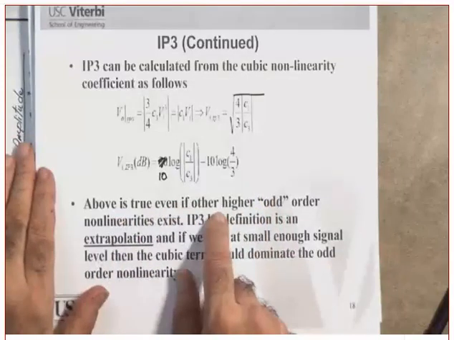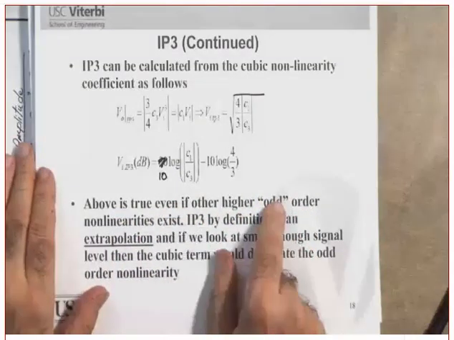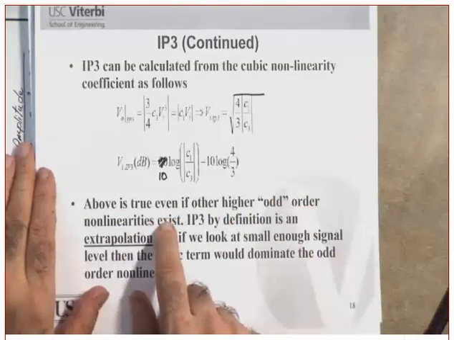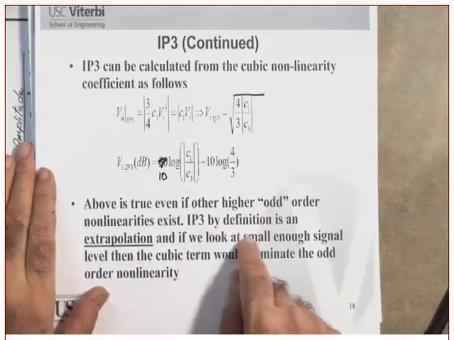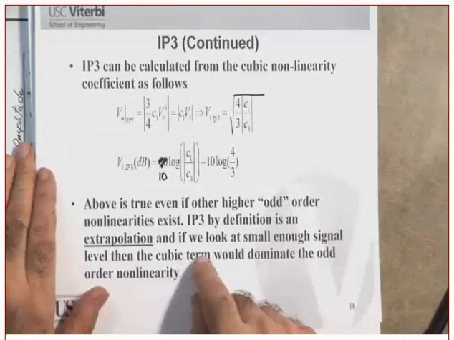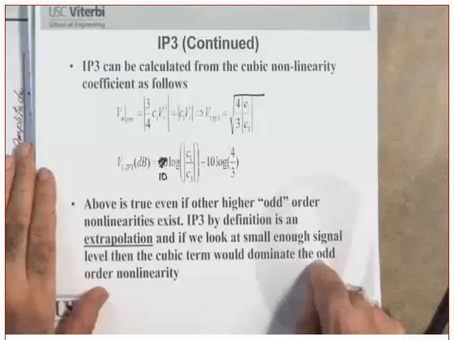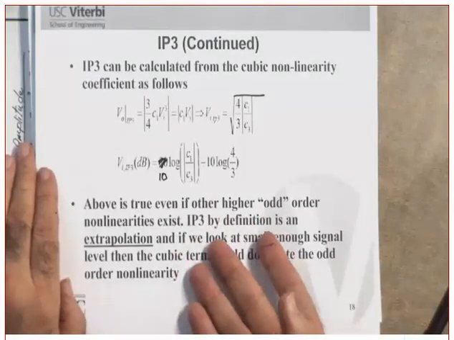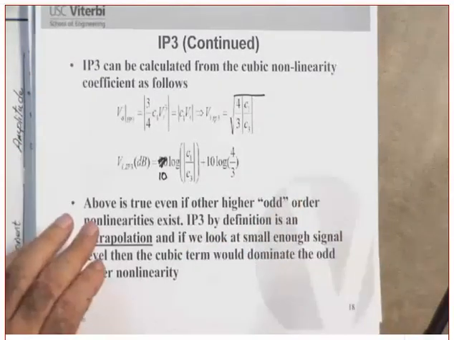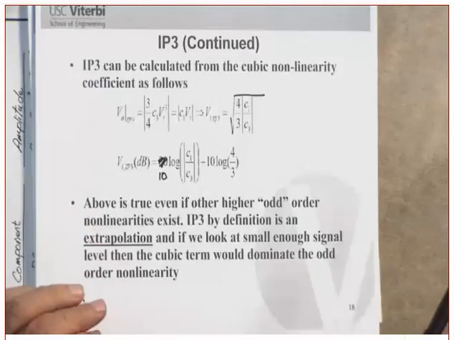Now, this I already explained to you. The above is true even if other higher order, odd order nonlinearity exists. IP3 by definition is an extrapolation. And if we look at a small enough signal level, the cubic terms will dominate the odd order nonlinearity. Do you understand what this means? It means that if you take, remember, third order will only come from what?